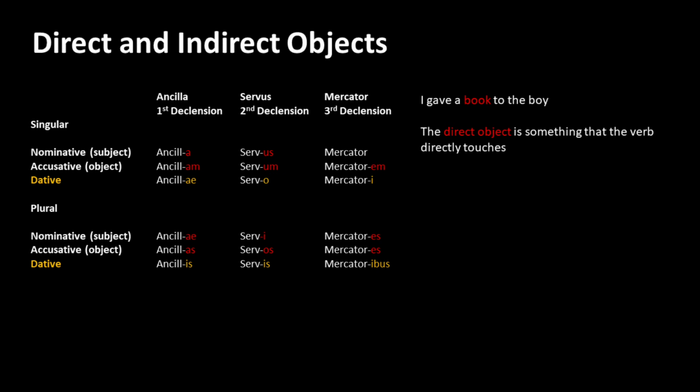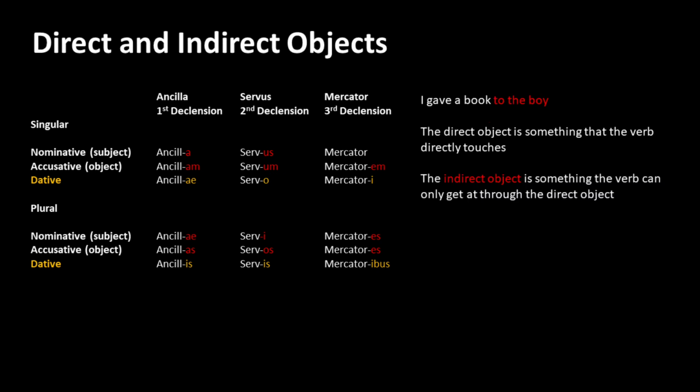Boy, on the other hand, is another object, but it doesn't link directly to the verb. It doesn't hang directly from gave. I gave a book to the boy. I didn't give the boy to anybody. I just gave a book to the boy. There is a connection between the verb gave and the object boy, but this connection runs through the other object book. So, I gave a book to the boy.